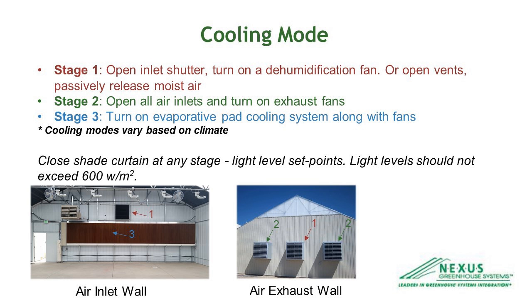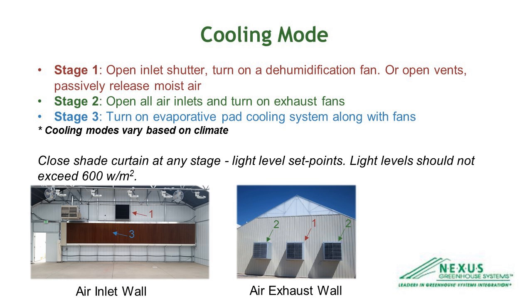Stage 3 turns on the pad wall, which allows you to get additional cooling beyond the outdoor temperature of the greenhouse. So when you're in a hot, dry environment, or hot environment period, and let's say the outside temperature is 90 degrees and you want it to be 75 to 80 inside the greenhouse, the only way to gain that cooling beyond the outdoor temperature level is to turn on that pad wall system in conjunction with your fan. So that would be considered Stage 3 cooling.